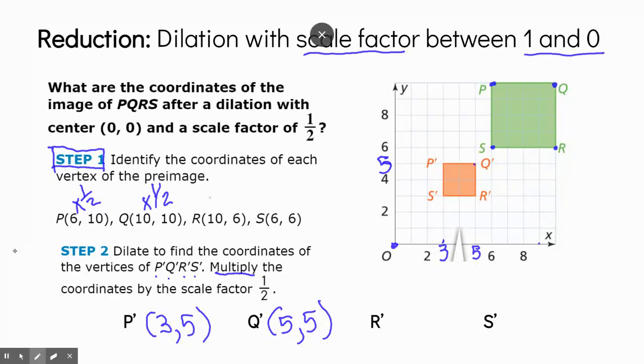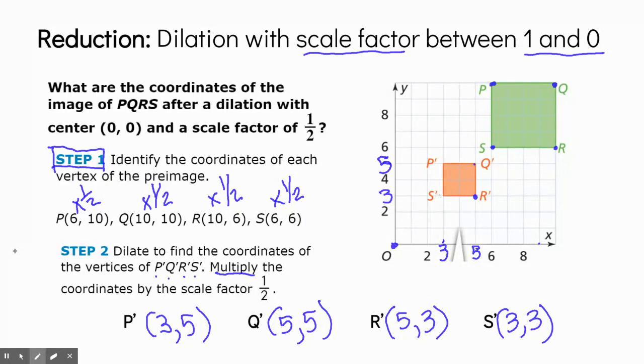R prime. Multiply R by a half. So each coordinate, half of 10 is 5. Half of 6 is 3. So we have 5, 3 for R. So 5, 3, that is indeed at 5, 3. S prime, so we multiply S by the scale factor, 1/2. Half of 6 is 3, and half of 6 is 3. So indeed, this is at S.